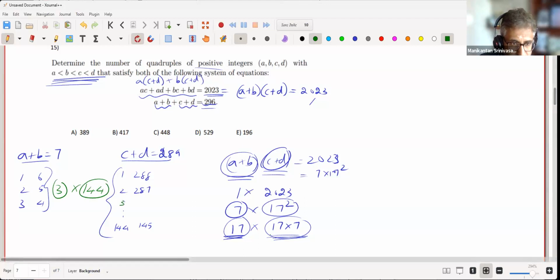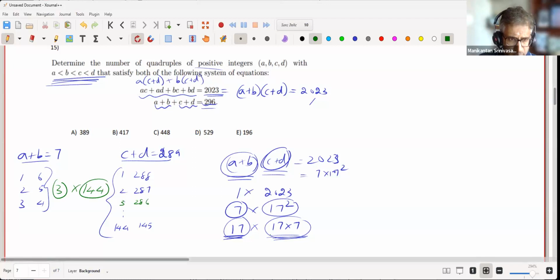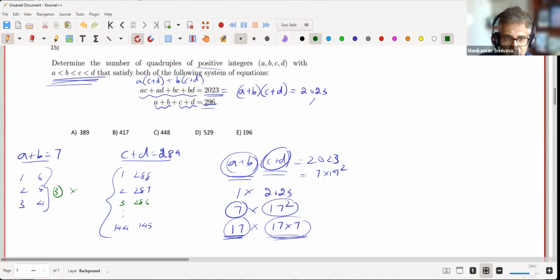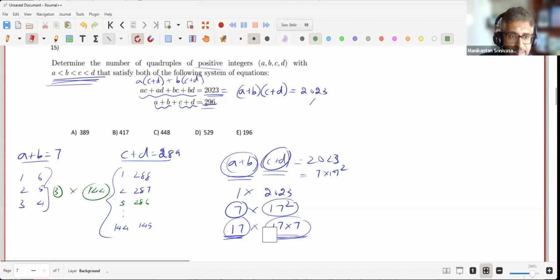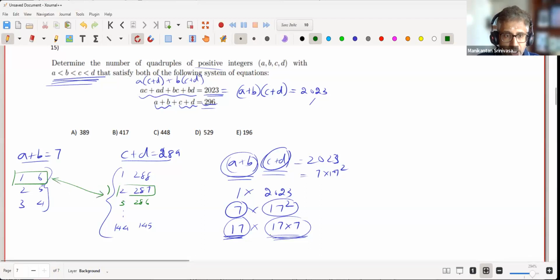B has to be smaller than C. That restriction is there. So suppose he only said A is less than B and C is less than D. Then the answer would be any combination of this, which is 3, into any combination of this, which is 144. But we also need that B is less than C, which means I cannot have a case when A is 1, B is 6, and C is 2 and D is 287. This will not work because B also has to be less than C.